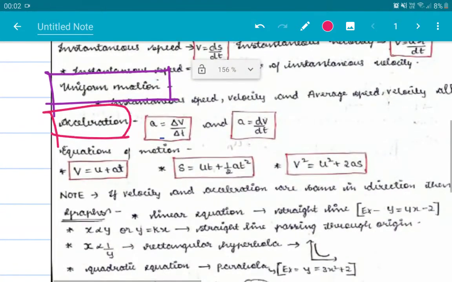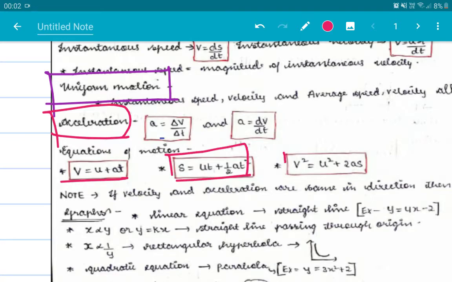Moving further, the equations of motion: v is equal to u plus at, s is equal to ut plus half at square, v square minus u square is equal to 2as. These equations of motion you have been studying from 9th standard itself, so I need not explain anything like velocity. v is velocity, u is initial velocity, a is acceleration, t is time, s is distance. These equations of motion are compulsory and very important, and you know how important they are.